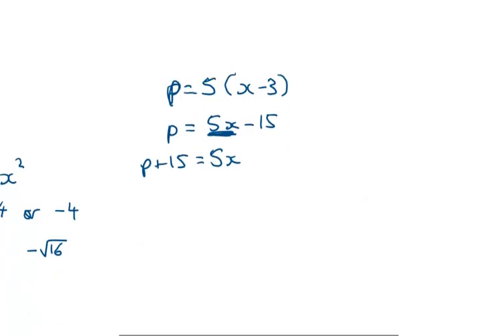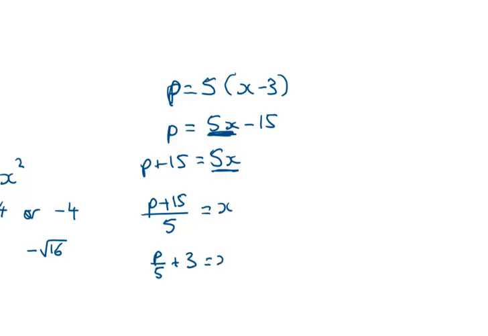Now I'm going to divide everything by 5. That's to undo 5 times x. So p plus 15 divided by 5 is equal to x. Now that's technically correct, but it looks really ugly. So I'm going to rewrite it as p divided by 5 plus 15 divided by 5, which is 3. So that's my second one done.